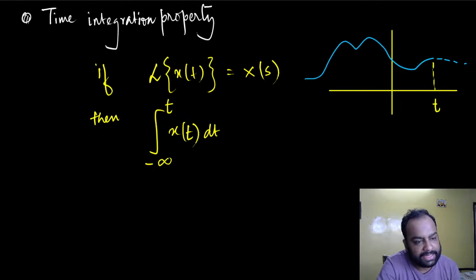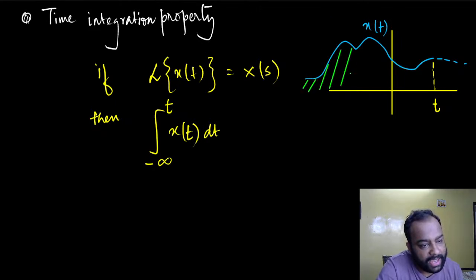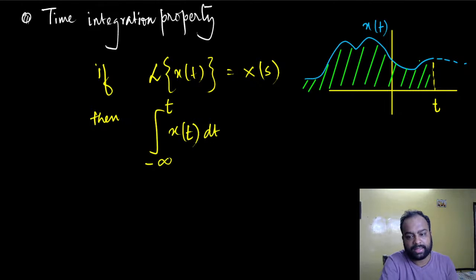So this integral essentially means, for example, this is my x(t), this is the signal. This integral means that we are integrating over the entire history of the signal. Up until the present instant, we are integrating the entire signal. So we are trying to find the area under the entire curve up to the present instant.